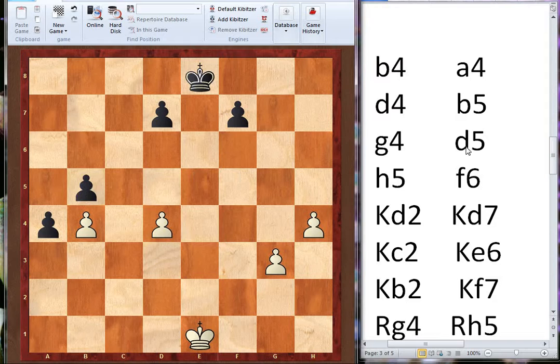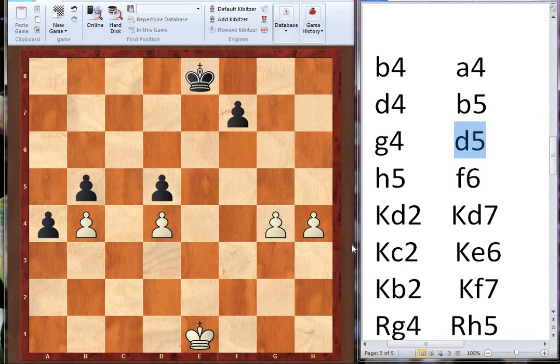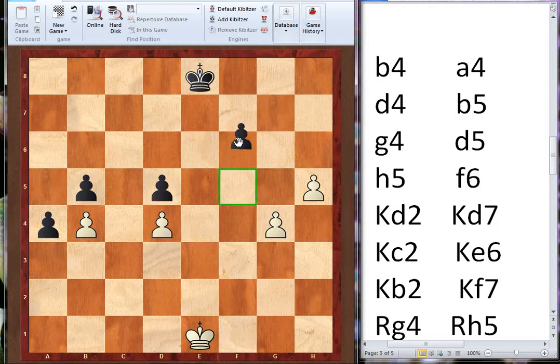Black pawn comes here. We write small b5. It is written here. See, b5. White places this pawn here. g4. Black pushes his pawn here. d5. White pushes his pawn h5. Black pushes his pawn f6. See, it is written here f6.